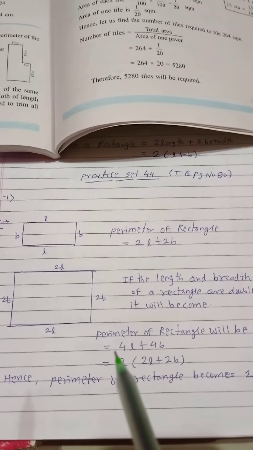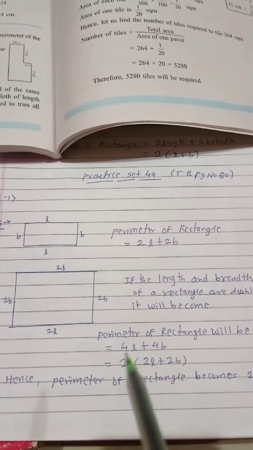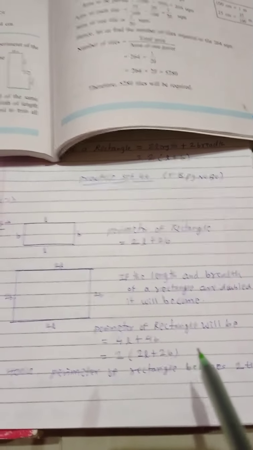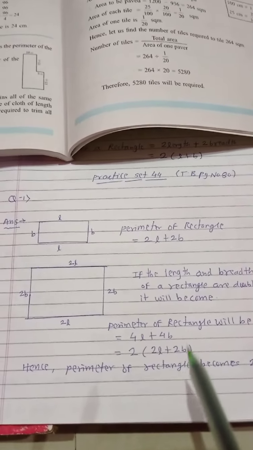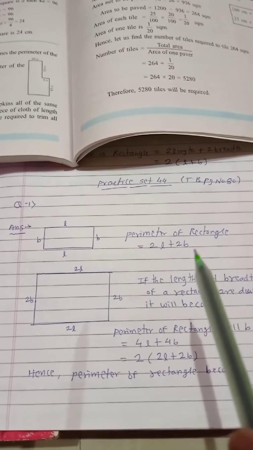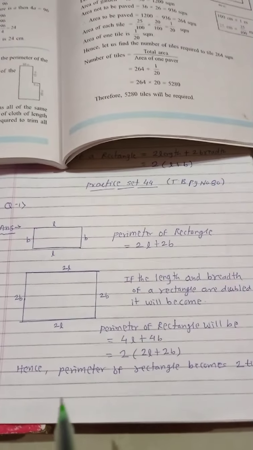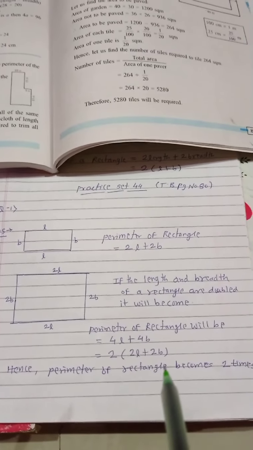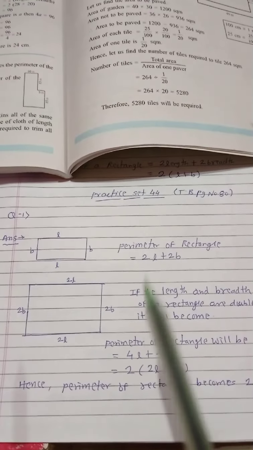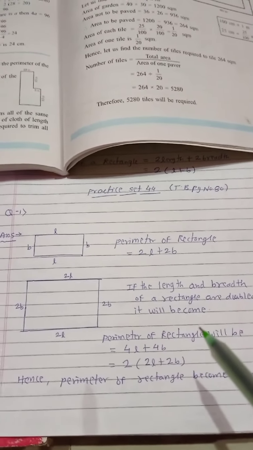And here see, 4L and 4B. From this I can remove the 2 as common. Then inside the bracket what will come? 2L plus 2B. Means that 2L plus 2B is the perimeter of the old rectangle. Means whatever the new rectangle perimeter will become, that is 2 times the perimeter of the old rectangle. Then this way we have to solve the first question.